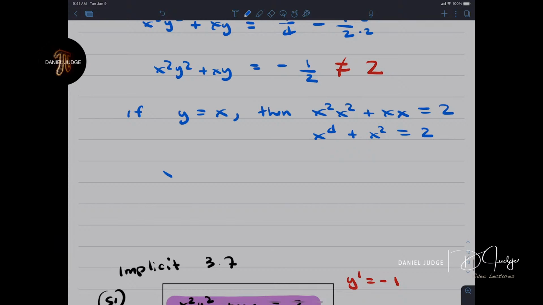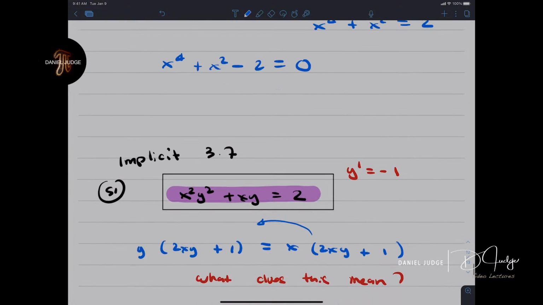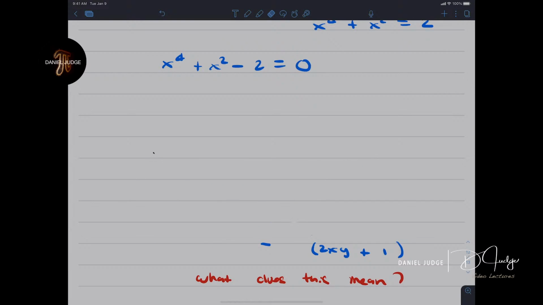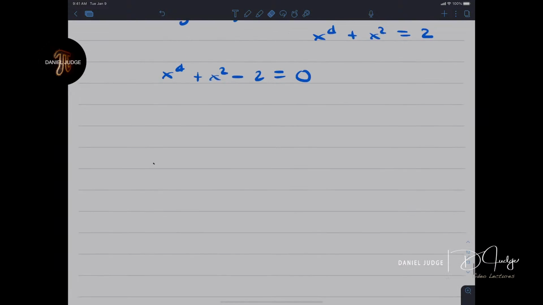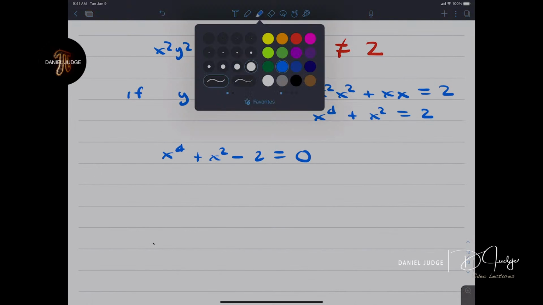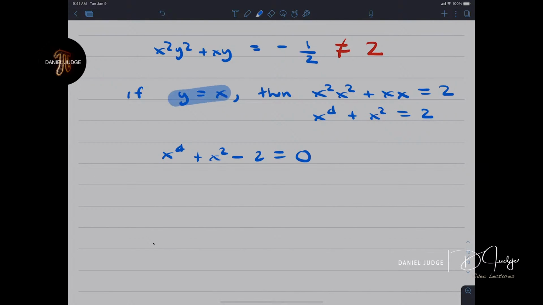I can subtract 2 from both sides and I get x to the fourth plus x squared minus 2 is 0. I'm going to get rid of some of this stuff. This was, by the way, question 51 in our book, in our homework. This is question 51. So anyway, get rid of this here. And this is what we're saying: if, in fact, y is the same as x, we get to solve this for x.